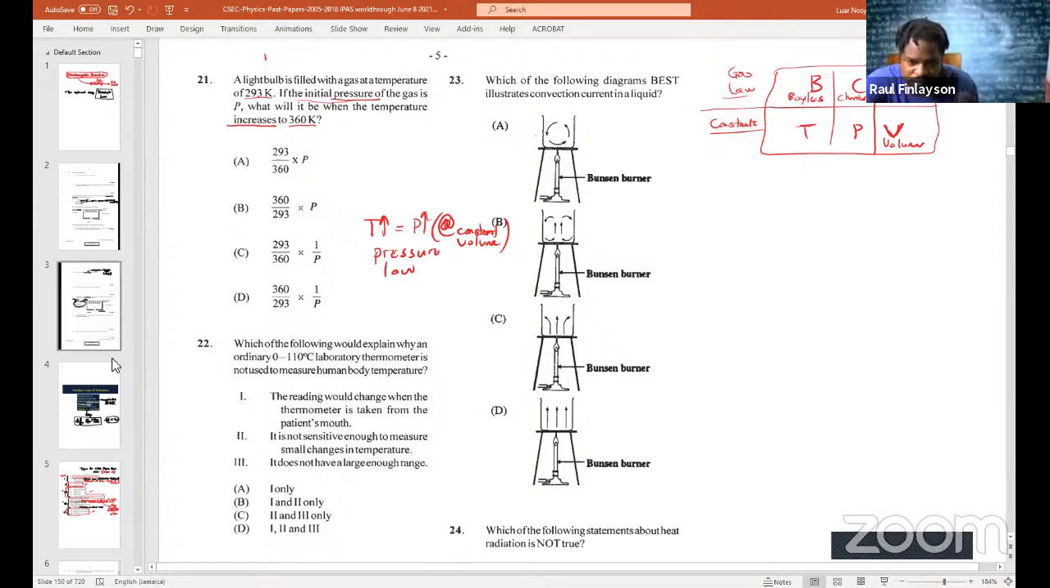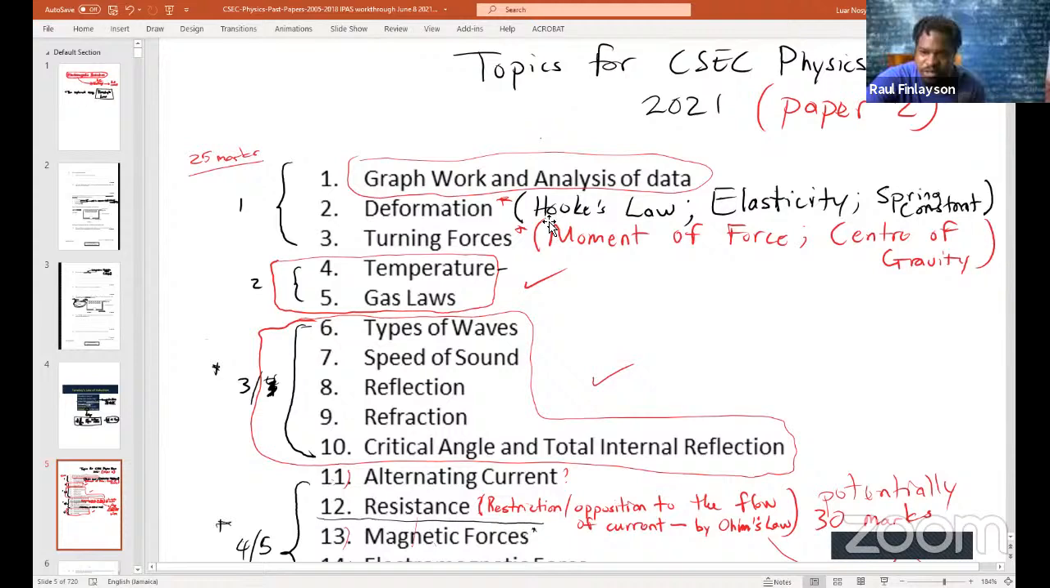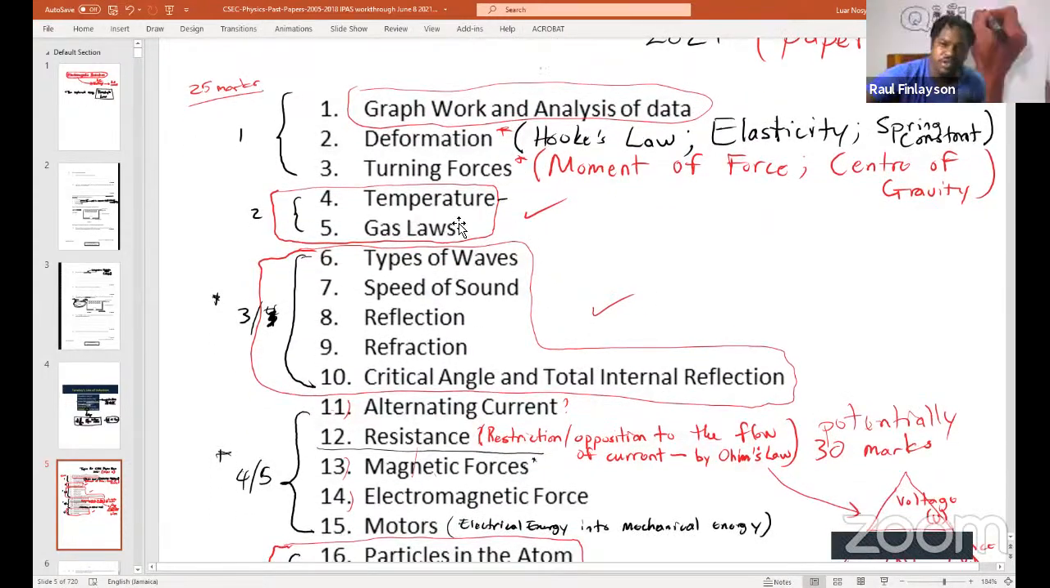Let's go back to the list of topics here. So tonight we went through a little bit of Hooke's law, a bit of moments, and then gas laws. All right, so that's pretty much it, guys. As we say, don't skimp on the multiple choice. Multiple choice is nice. It's a nice tool to use to revise.